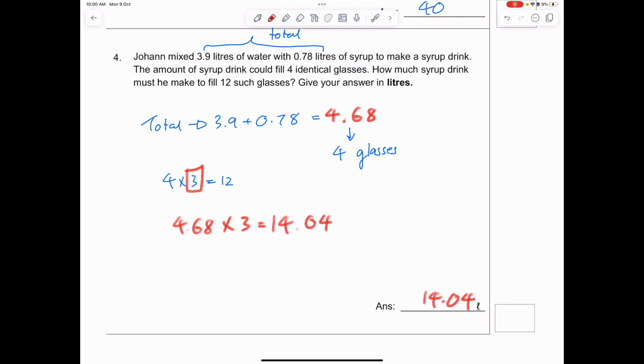Now caution, in this case, no issue because they want it in liters. Sometimes they will tell you they want it in liters and milliliters. That's where you need to convert. Okay?